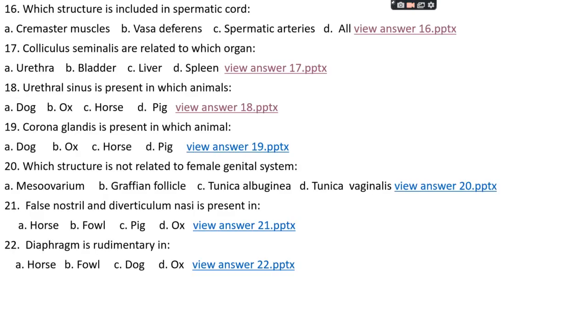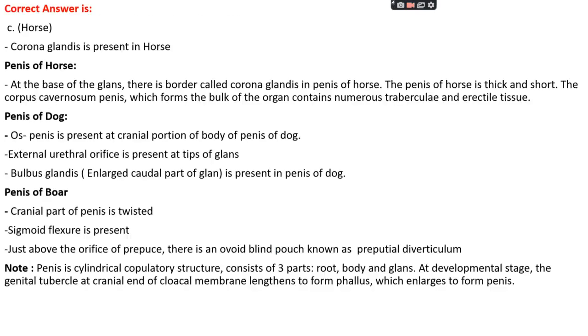Question number 19. Corona glandis is present in which animal? Option A, dog. Option B, ox. Option C, horse. Option D, pig. The right answer is option C, that is the horse. Corona glandis is present in the horse.